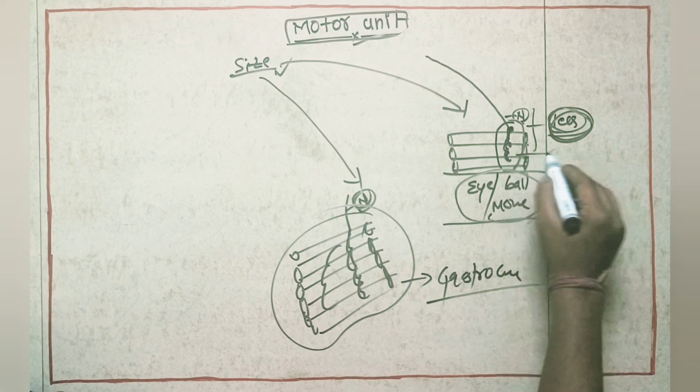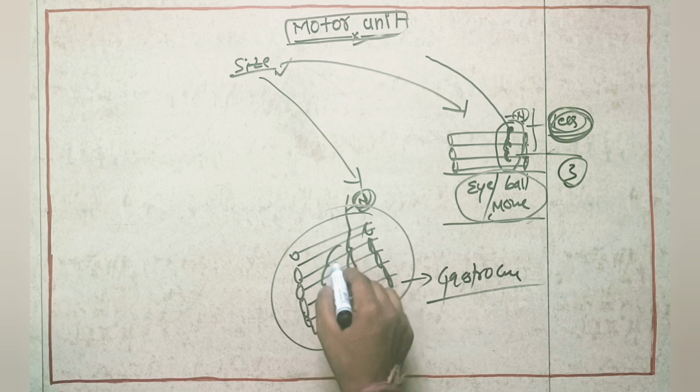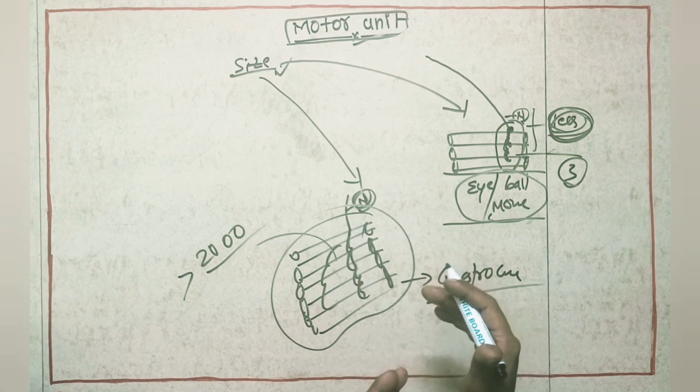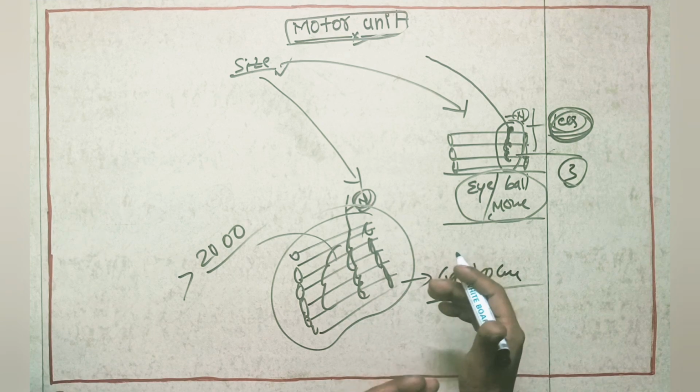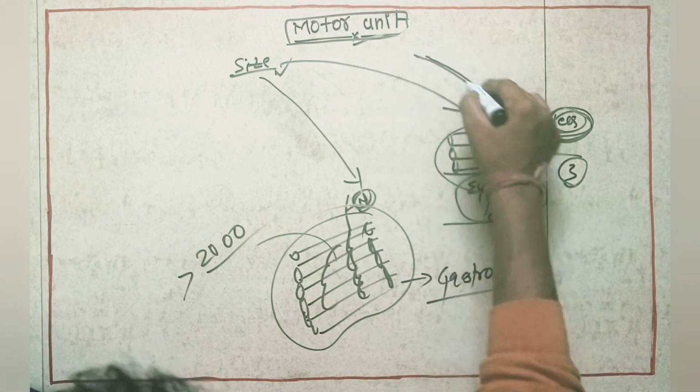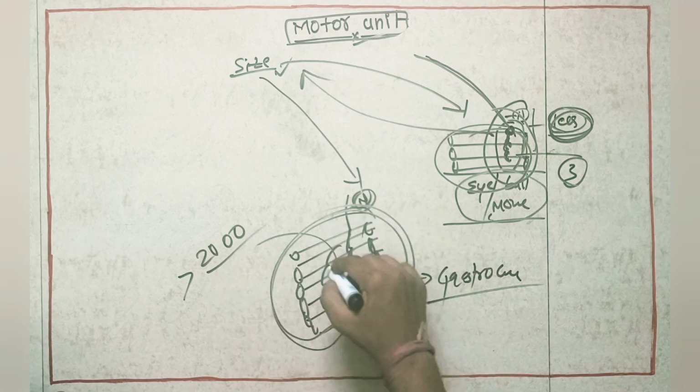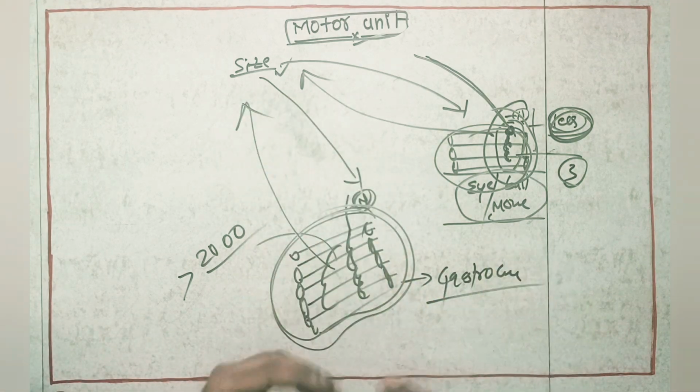gastrocnemius. So in the eyeball there will be only 3 muscle fibers, while here there will be more than 2000 muscle fibers. So the number of muscle fibers supplied by one nerve matters. If fewer muscle fibers are supplied by one nerve, we can tell it is a small motor unit. If muscle fibers are more, we can tell it's a large motor unit.